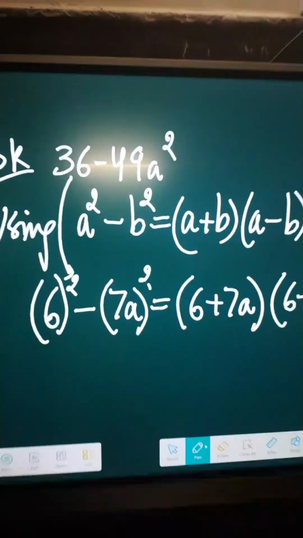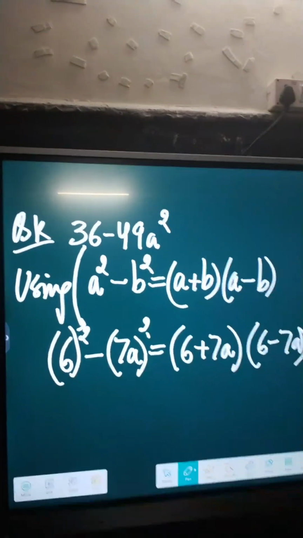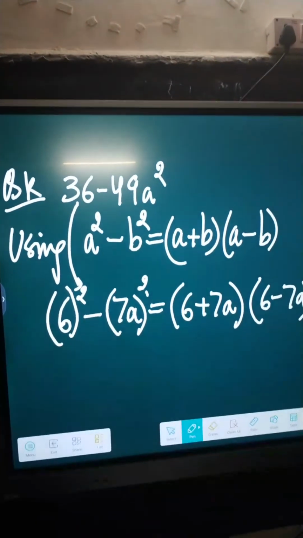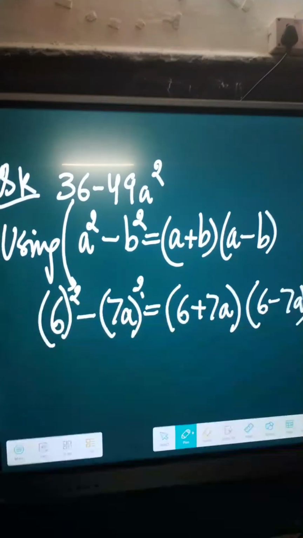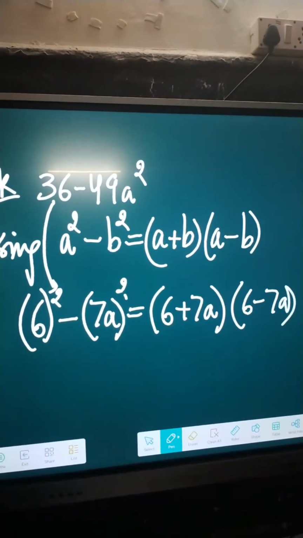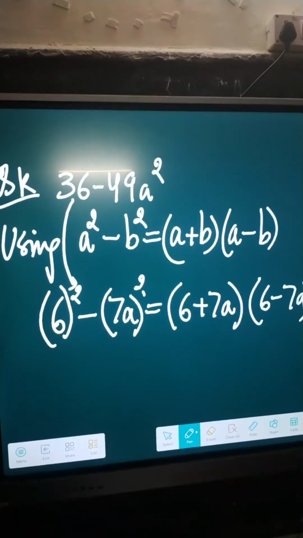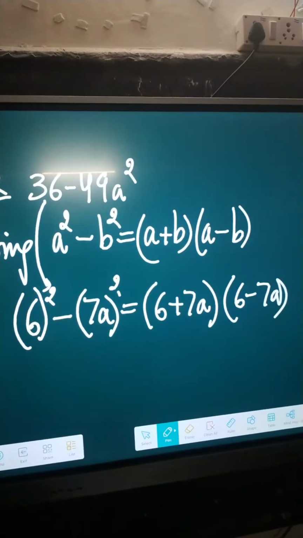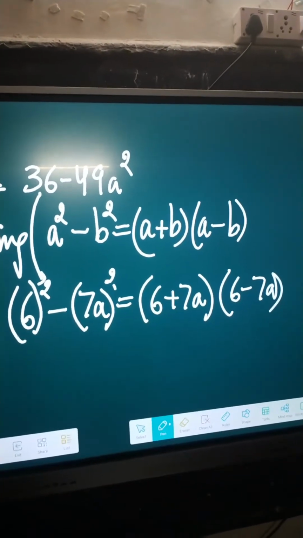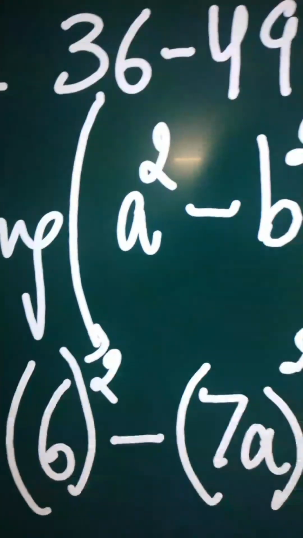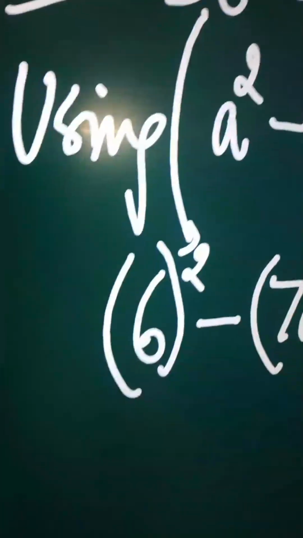Answer: 36 minus 49a square is to be solved in the form of a square minus b square. The formula of a square minus b square is a plus b into a minus b. So it becomes 6 square minus 7a square, which is 6 plus 7a, 6 minus 7a. This is important. And M part.